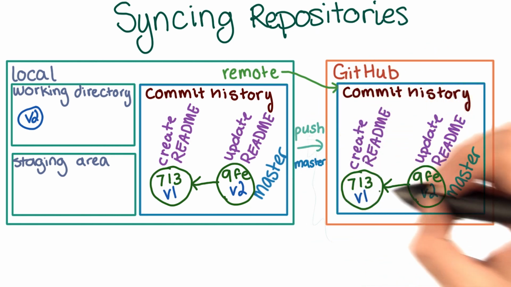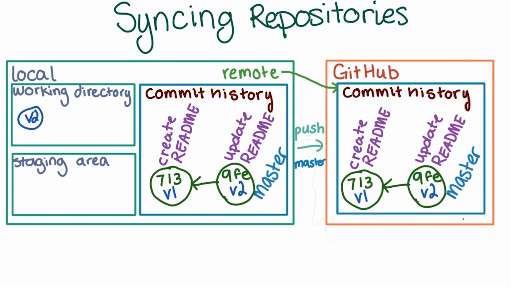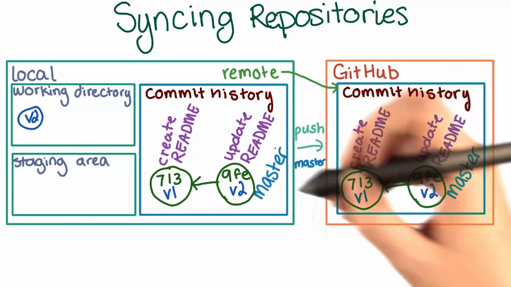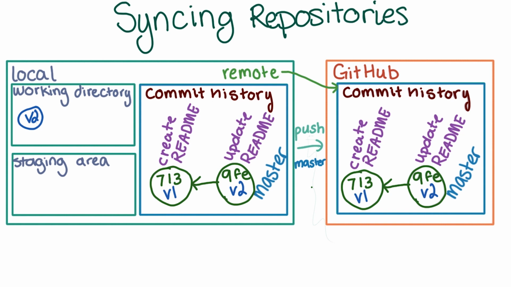So when you push master, both of these commits will show up. If either of these commits had already been on the GitHub servers before we ran the push command, Git wouldn't have bothered sending it. You can imagine that if you had a large repository with hundreds or thousands of commits, it would be very inefficient to send every single commit every time.